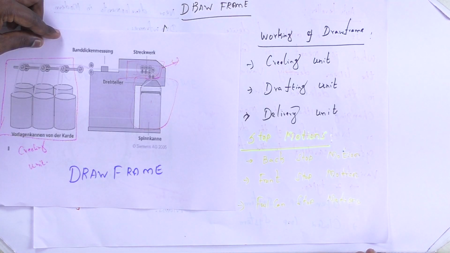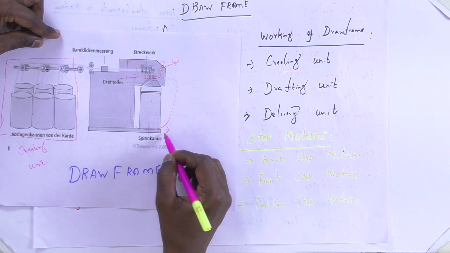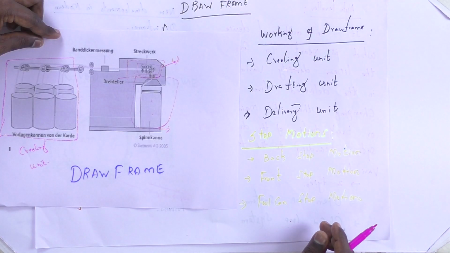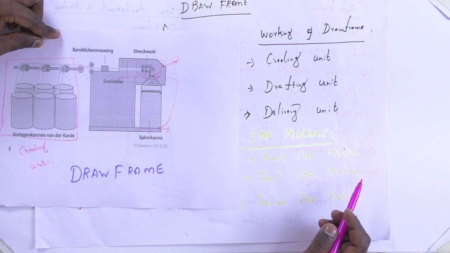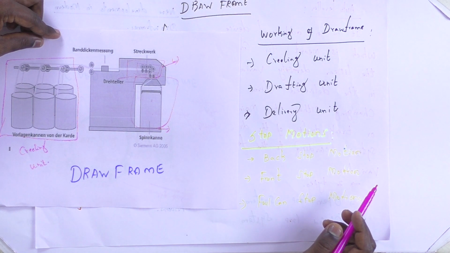Whenever the fiber gets lapped around the top roller or bottom roller, it automatically stops the machine immediately. In the same way, a full can stop motion is available for the automatic can changing mechanism. If the can is filled with sliver, it automatically stops the machine. There is an indicator which shows the can is full. So these are the 3 units present in the draw frame machine.